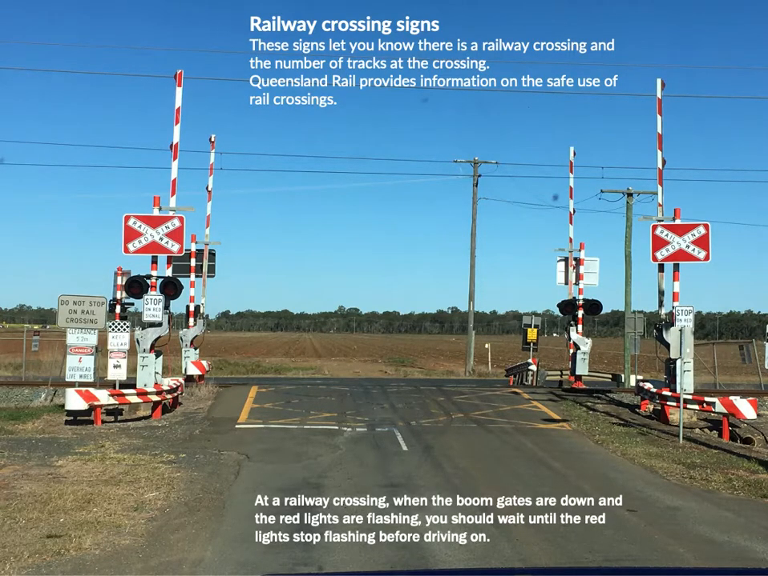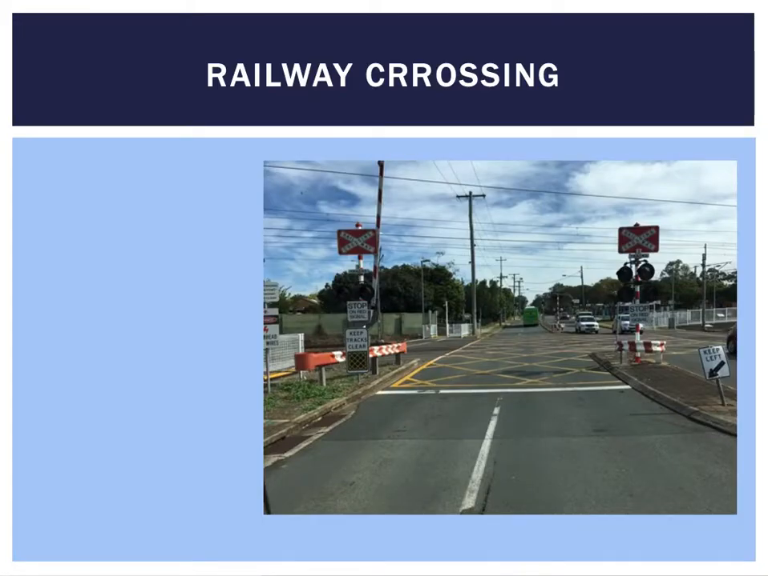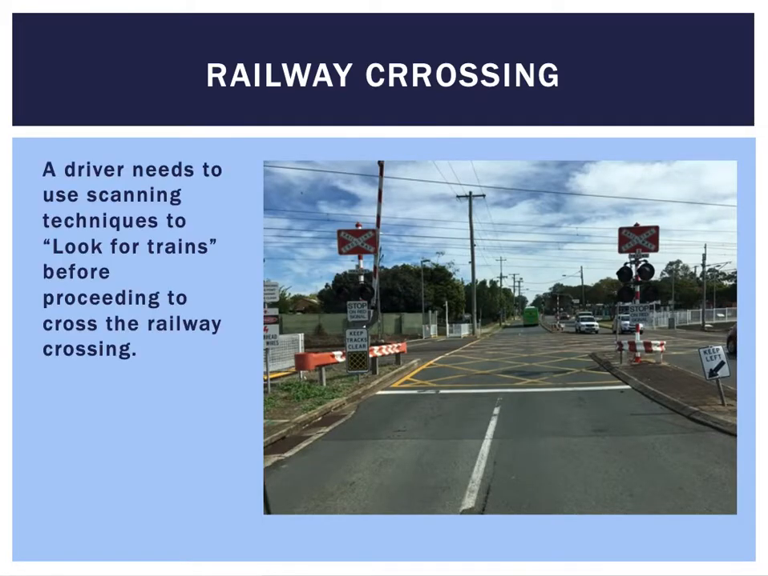Railway crossing signs. These signs let you know there is a railway crossing and a number of tracks at the crossing. Queensland Rail provides information on the safe use of railway crossings. At a railway crossing, when the boom gates are down and the red lights are flashing, you should wait until the red lights stop flashing before driving on. Railway crossing. A driver needs to use scanning techniques to look for trains before proceeding to cross the railway crossing.